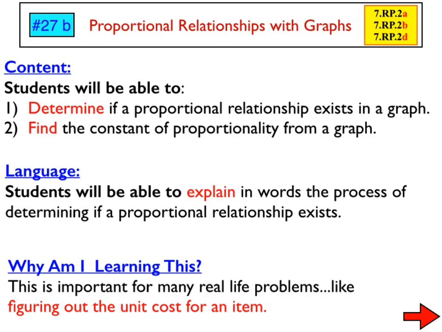All right, today we go through lesson 27B, proportional relationships with graphs. Yesterday, we talked about how to determine if something had a proportional relationship from a table. And assuming that you remember how to plot or graph ordered pairs from 6th grade, today would actually be easier.